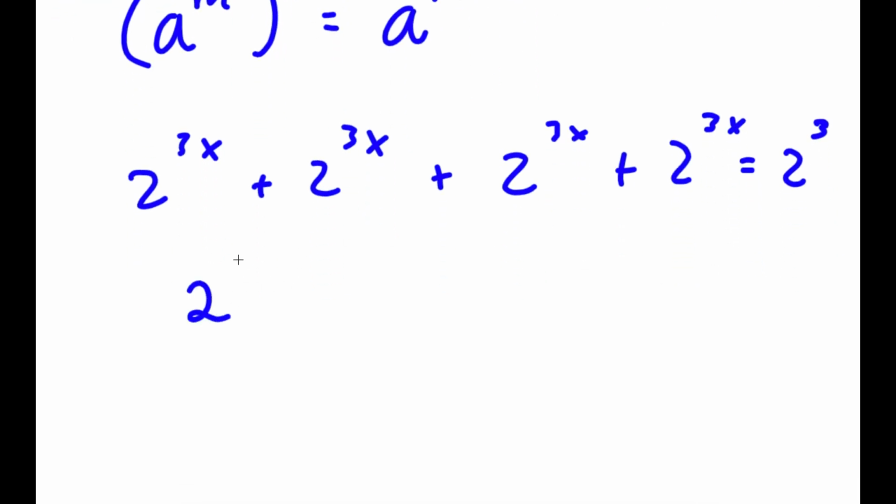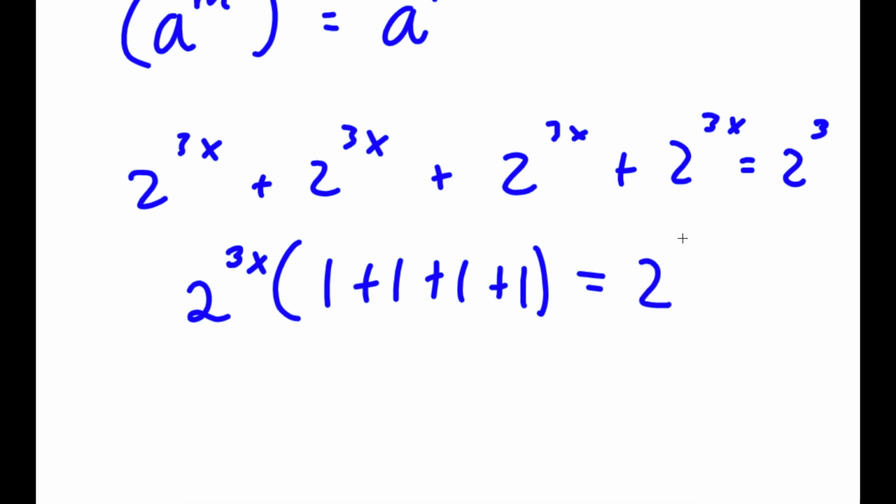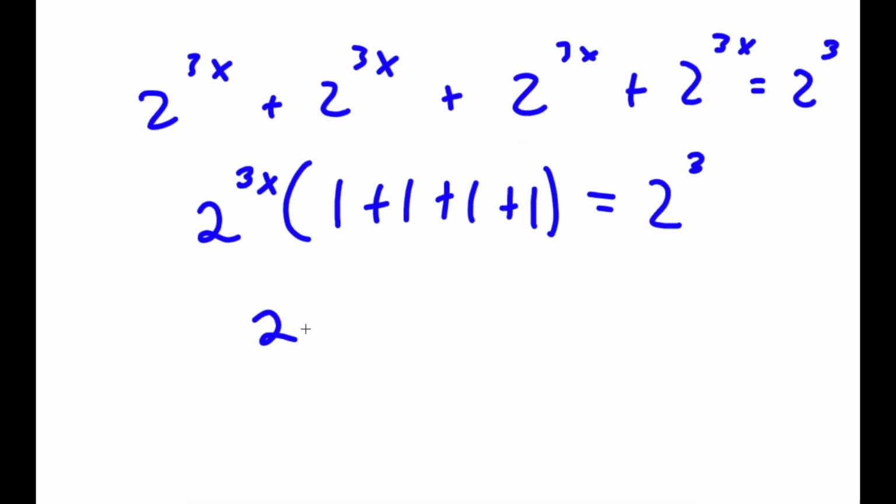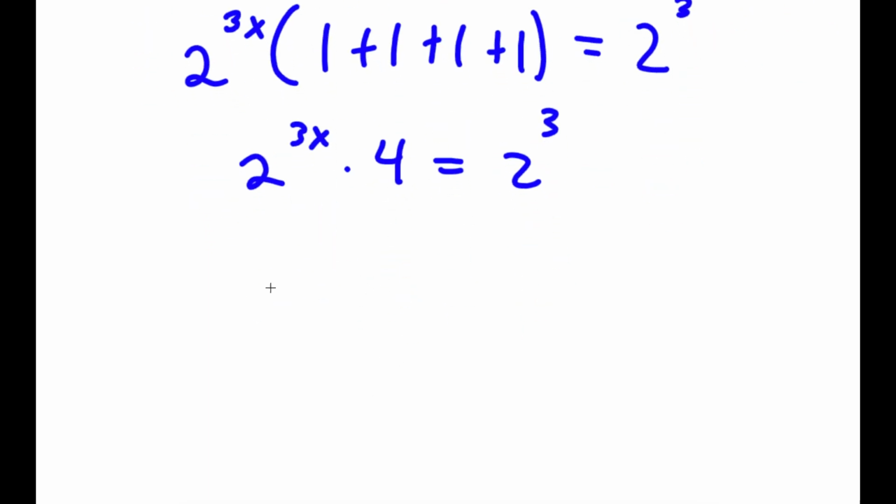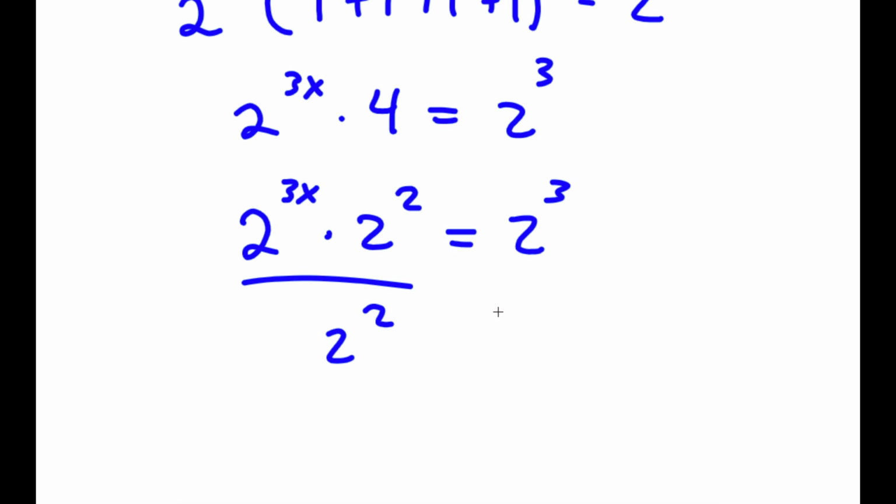Now if I factor out 2 to the power of 3x, I get 2 to the power of 3x times 1 plus 1 plus 1 plus 1 is equal to 2 to the power of 3, which is the same thing as 2 to the power of 3x times 4 is equal to 2 to the power of 3. Now, 4, this is the same thing as 2 squared. And I can divide both sides by 2 squared. So then these two cancel out.